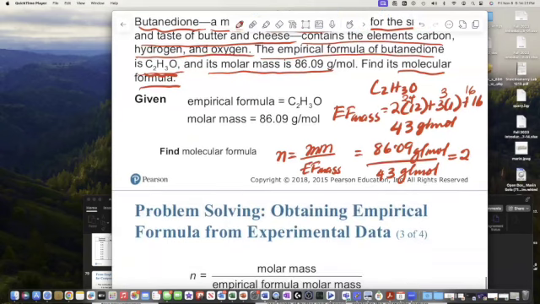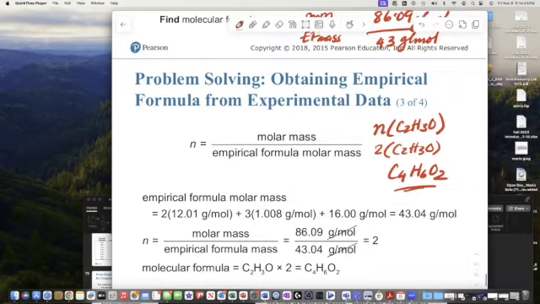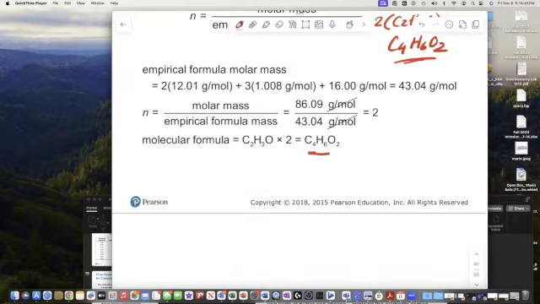So to get our molecular formula, I'm going to continue writing down here. With N equal to 2, take N, multiply it into C2H3O. So we end up with 2 multiplied into C2H3O. So we get C4, right? H6O2. And that's what they got down here. C4H6O2. That's the molecular formula.